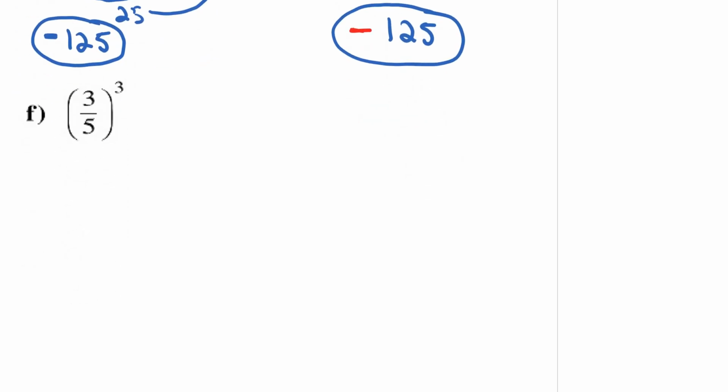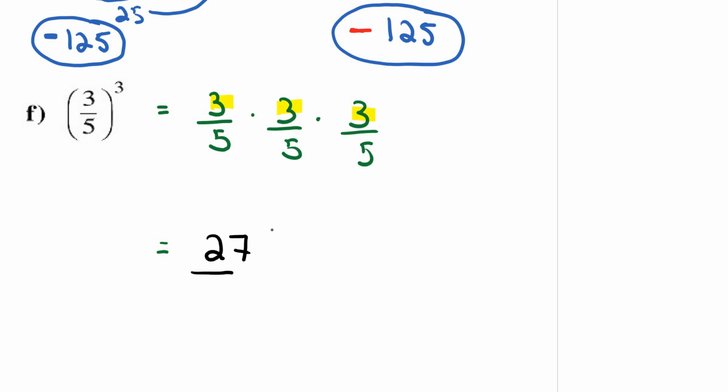And for letter F, if you want to write this as a repeated multiplication, you can. Usually you should be able to look at this and then just by examination know what the final answer is. So if I multiply 3 times 3 times 3, that's going to be 27. And then if I also multiply 5 times 5 times 5, that's going to be 125. So 27 over 125 is the final answer.